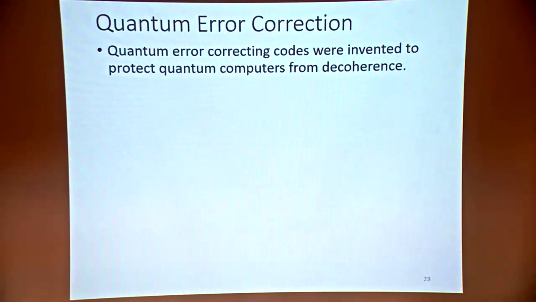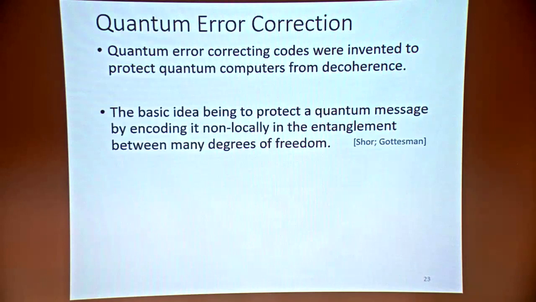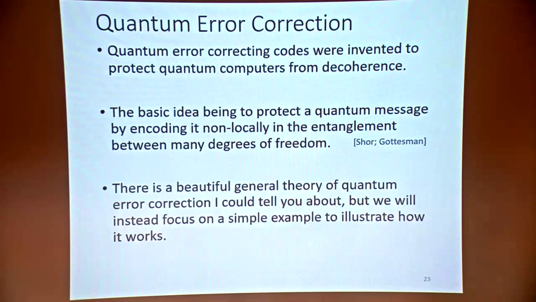These codes were invented to prevent quantum computers from decoherence. In particular, the idea is that we should protect the quantum message by encoding it in a non-local pattern of entanglement between many degrees of freedom. There is actually a very beautiful theory of quantum error correction that I can tell you today, but let me instead focus on a very simple example. And it turns out that simple example is also a very good toy model for holography.